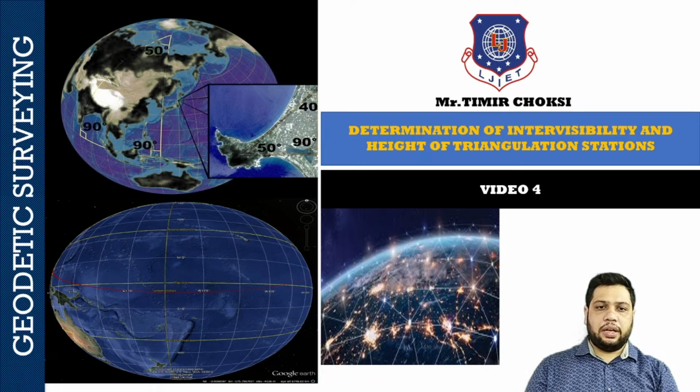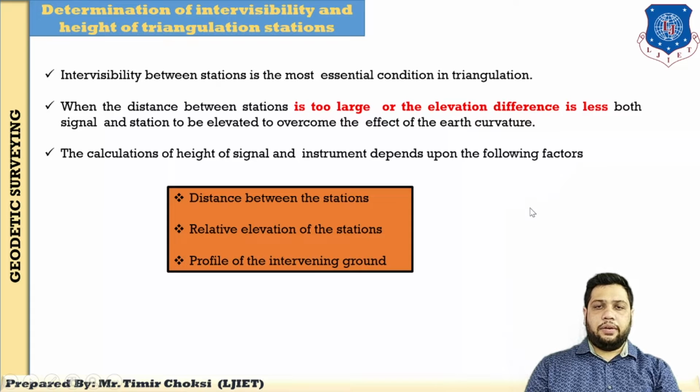In this session, I have explained the determination of intervisibility and height of the triangulation station. First, you know that when conducting a geodetic survey, the intervisibility between stations is the most essential condition in triangulation. We conduct the triangulation to establish the points. The main and most essential condition is intervisibility.